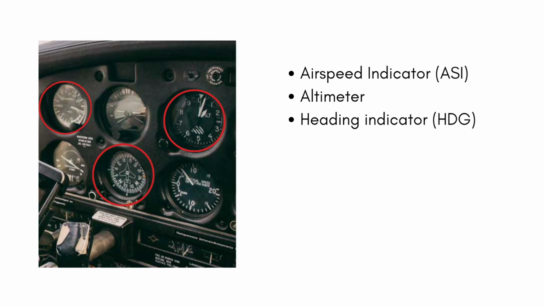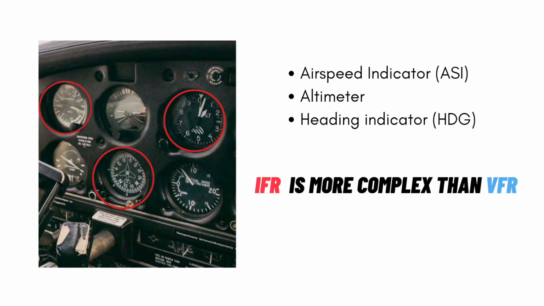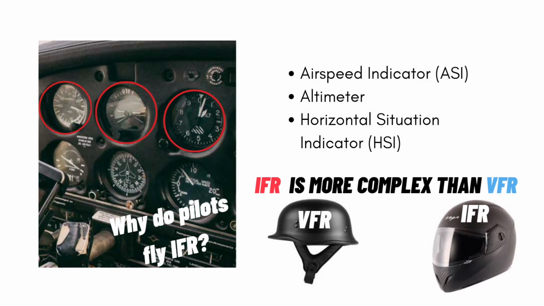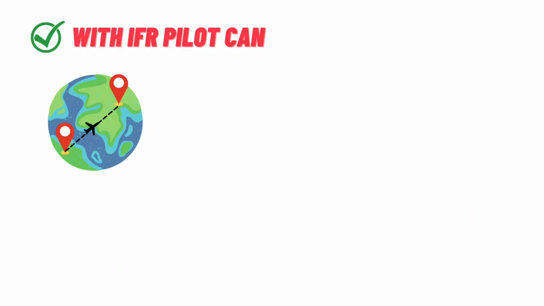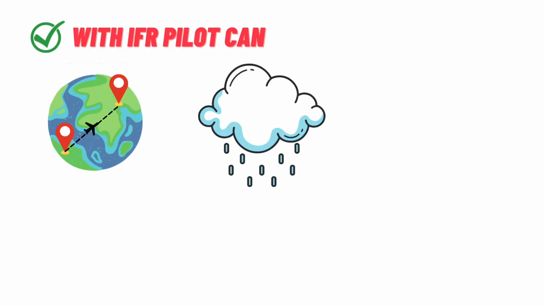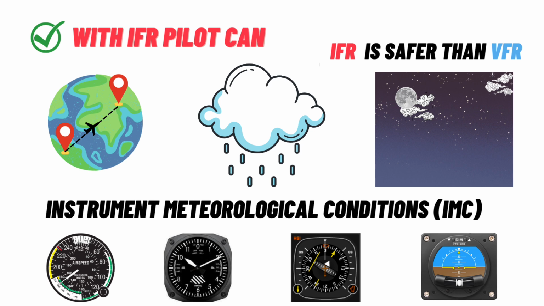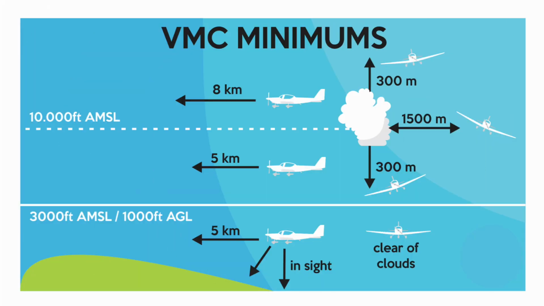Now, IFR minimizes the visual judgment of the pilots and relies on the aircraft instruments such as the airspeed indicator, altimeter and heading indicator. IFR is more complex than VFR. So, why do pilots fly IFR? It is just because they can be more prepared for danger. With IFR, you can fly long distances in bad weather and even at night. Hence, IFR is much safer than VFR. Also, IFR permits an aircraft to operate in instrument meteorological conditions, which is essentially any weather condition less than VMC, but in which the aircraft can still operate safely. IMC and VMC are mutually exclusive.